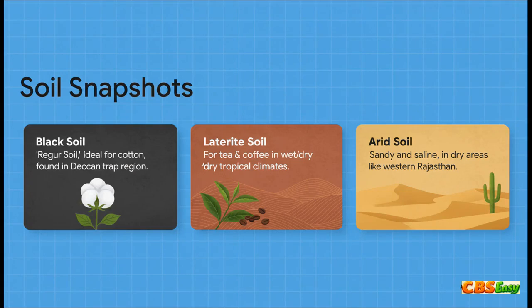Here are 3 more big ones. Think of these as quick mental flashcards. Black soil? Boom, that's Regur soil, and it's perfect for growing cotton. Laterite soil? You should immediately think of tea and coffee, found in places with those intense wet and dry seasons. And arid soil? That one's easy. Sandy, salty, and you'll find it in dry places like western Rajasthan.